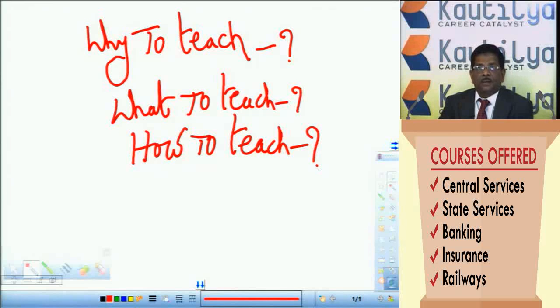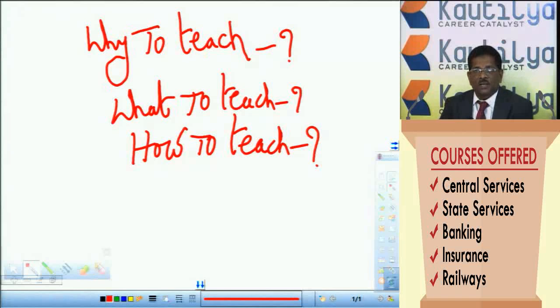Say, the answer for the first one, why to teach? Being a teacher, why should I teach? Because the student must be enabled to achieve his educational objectives. For that purpose, being a teacher, I am supposed to teach. That's why, in the first concept of pedagogy, irrespective of the subject, you are supposed to study the different educational objectives.